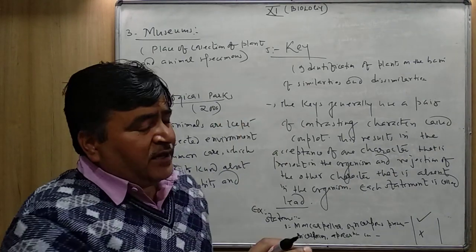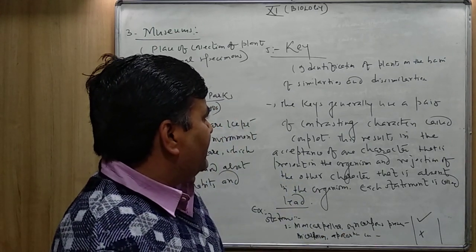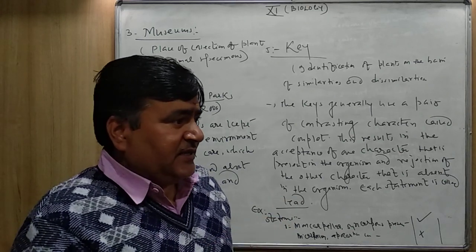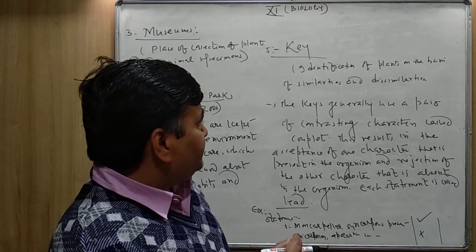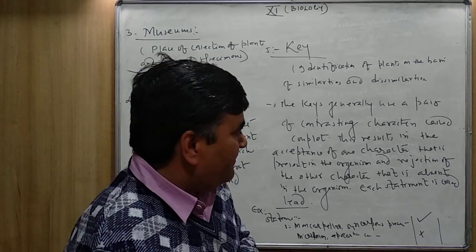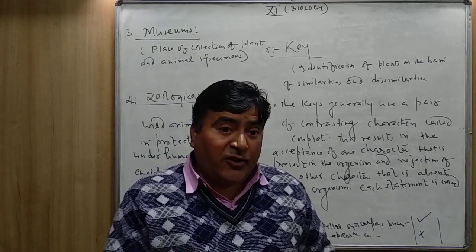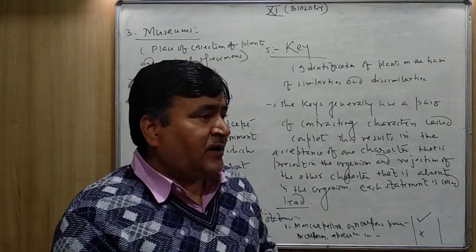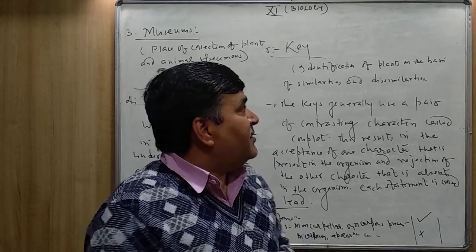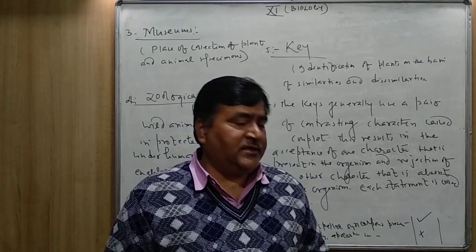In the key we have so many statements, and each statement has couplets, the words of contrasting characters. Means the specimen will accept one character and will reject the other one. And accordingly we will get to know about the features of that particular organism, and we can classify them in the best possible way by using the keys. So that's all about the taxonomical aids.